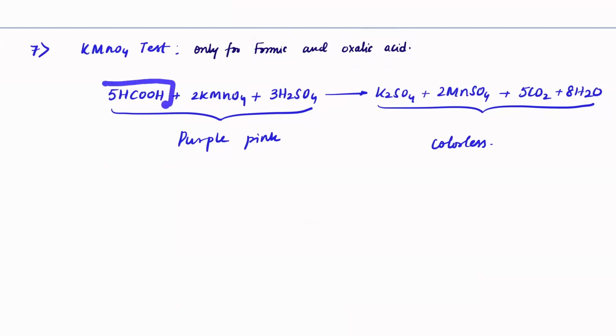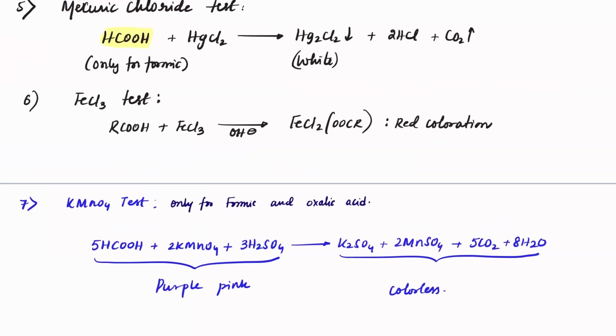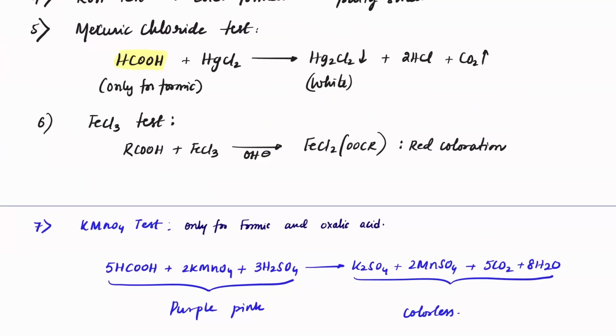If I take formic acid, 5 moles of formic acid react with KMnO4 and H2SO4. KMnO4 is reduced to MnSO4, and formic acid gets oxidized to CO2. Initially it was purple in color, and now it converts into a colorless solution. So KMnO4 is also used as a test for carboxylic acids, but only for formic and oxalic acids. All okay, guys? So this is what you need to learn from carboxylic acids.